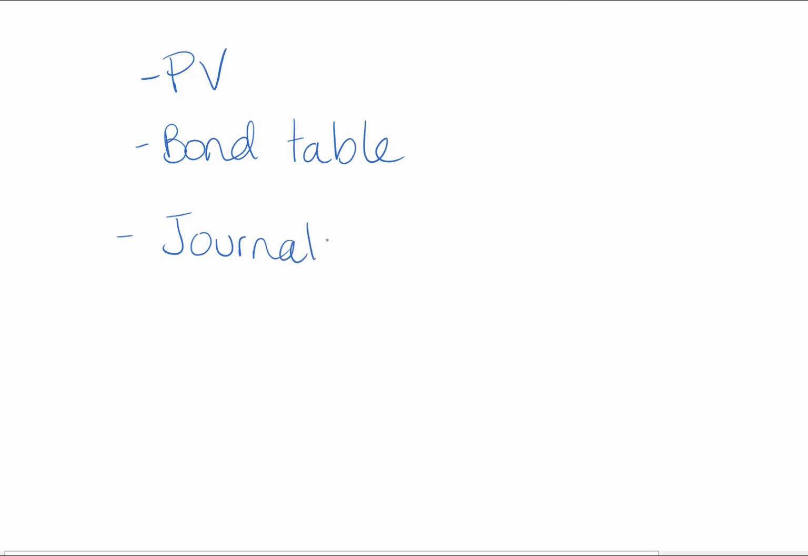So in this video, we are going to go through our present value calculation. We're going to go through the bond table again, and we're going to go through the journal entries, and the journal entries are where we are going to add in our accrual. If you haven't watched the first video about how to do the bond table, the present value calculation, and the regular journal entries with no accrual, you might want to do that first, and I will post a link in the description for you guys.